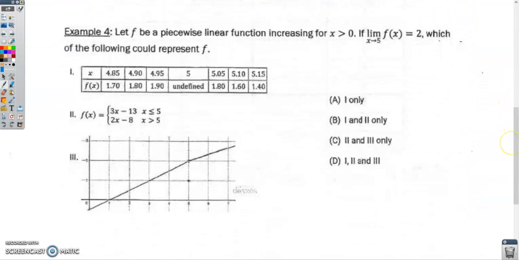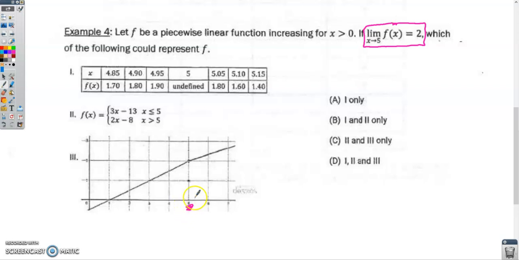Example 4. Let f be a piecewise linear function increasing for x greater than 0. If the limit as x approaches 5 of f of x equals 2, which of the following could represent f? Okay, so let's take a look at these and see. Let's start with this part. If the limit as x approaches 5 of f of x equals 2, which of these have a limit as x approaches 5 being 2? And I'm going to work from the bottom here.